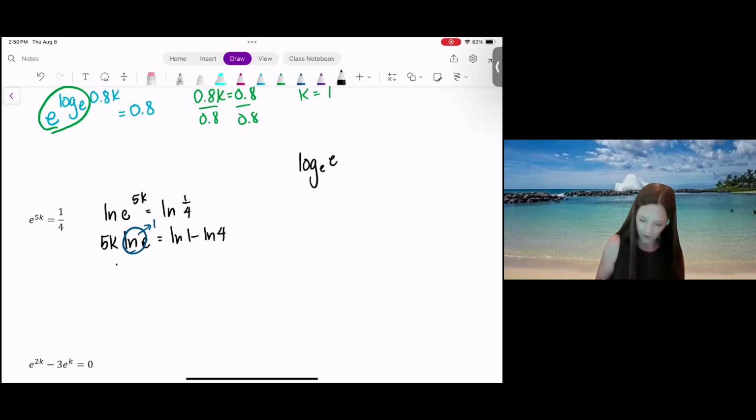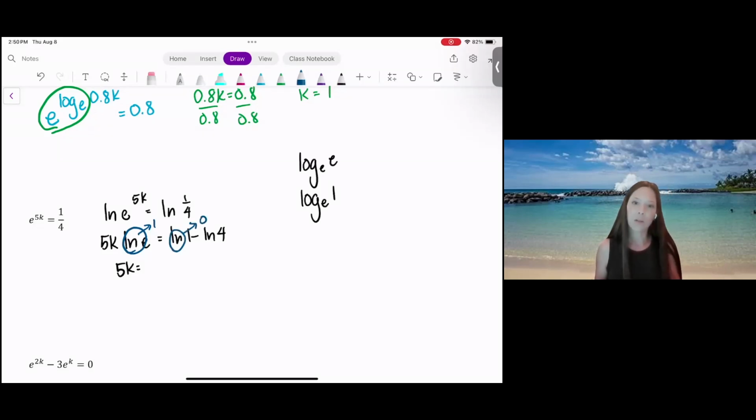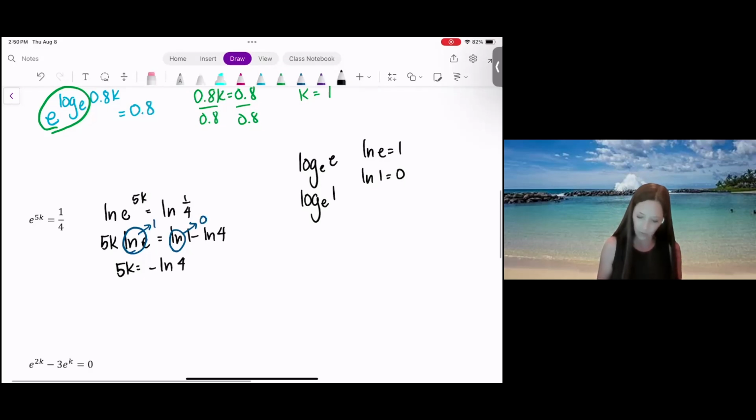That means I have 5k times 1, or 5k, and then natural log of 1, if I was to rewrite that, I have log base e of 1, and e to the 0 is 1, which means that this value here is 0. Those are two logs you should be familiar with. You should know that the natural log of e is always 1, and the natural log of 1 is always 0. Those will come in handy when you're simplifying. Then I have 0 minus natural log of 4, or just negative natural log of 4.